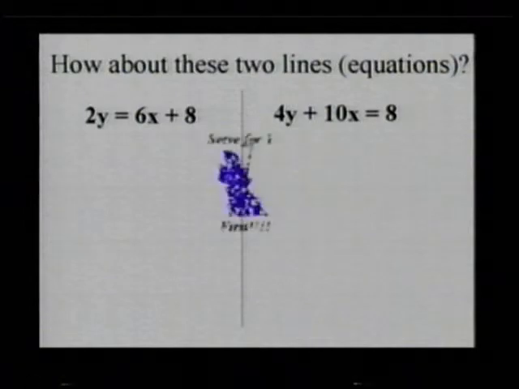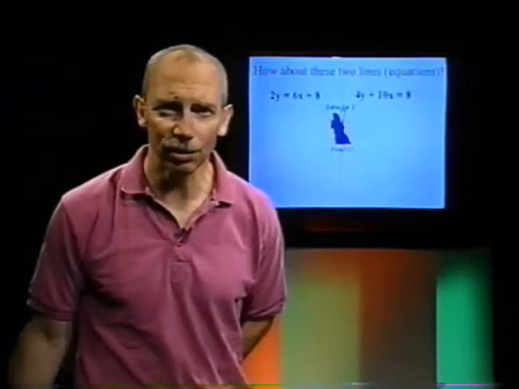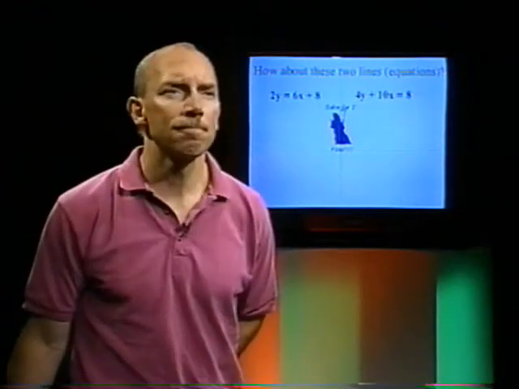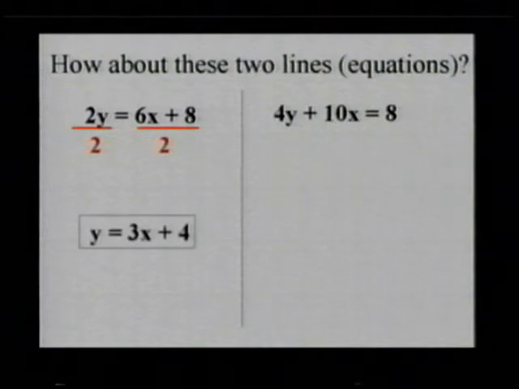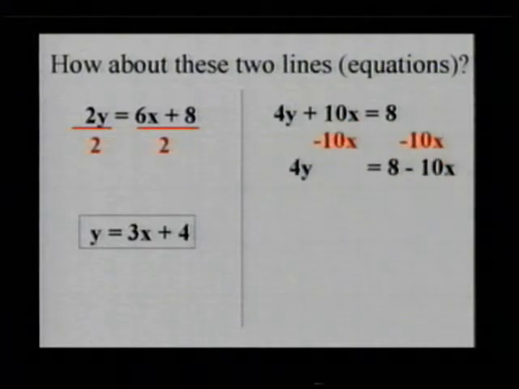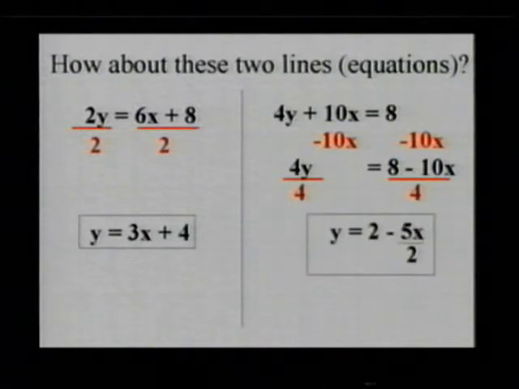How do these? Well, can't do anything until you solve for y. So in this case, all I have to do is divide by 2, and I get y equals 3x plus 4. Sometimes you don't have to subtract or add something. Okay, in this case, I'll subtract 10x and divide by 4. Do it to everybody. And this one, ooh, that looks like a difficult one.